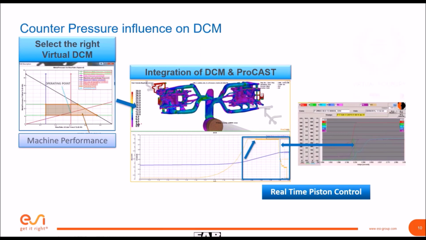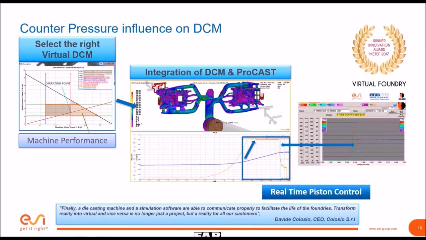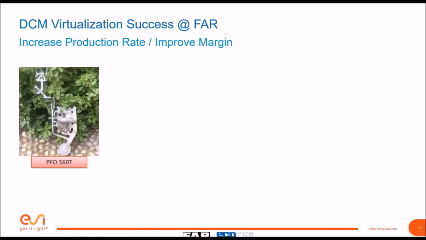This was also recognized as an innovation, and we were awarded together with our partners Ecotre and Colosio at the last METF. Finally, this does promote the Foundry 4.0, enabling the die casting machine and the simulation software to communicate with each other. As an example of this success, here is a case on the slide, showing how this DCM virtualization could help in reality.